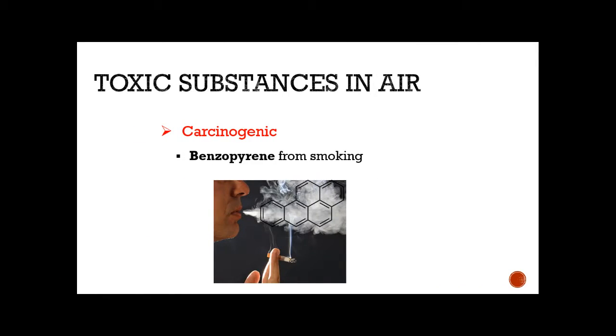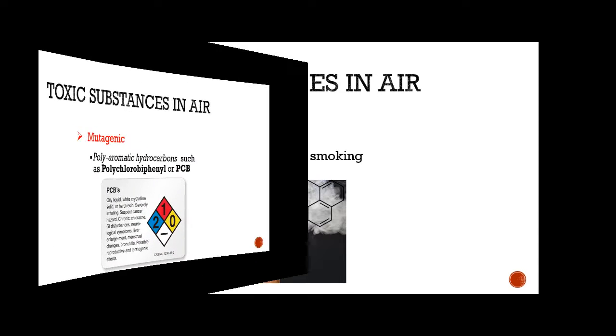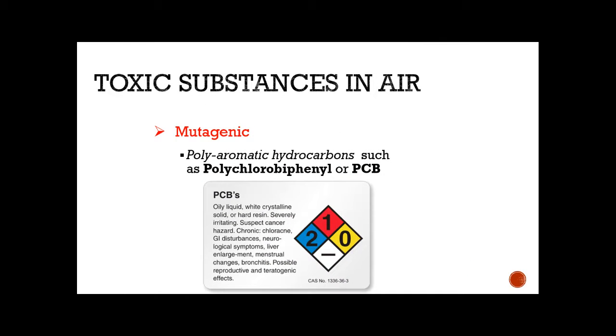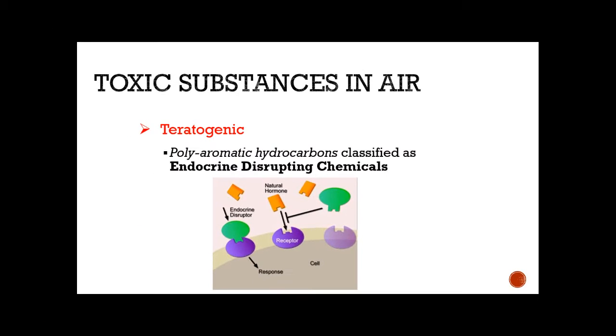Examples of toxic substances in air: for carcinogenic substances, we have benzopyrene from smoking. We also have mutagenic substances which damage the genes, such as polyaromatic hydrocarbons, an example of which may be polychlorobiphenyl. Then for teratogens, we also have some polyaromatic hydrocarbons which can also be classified as endocrine disrupting chemicals. Later we will discuss a specific example of which.